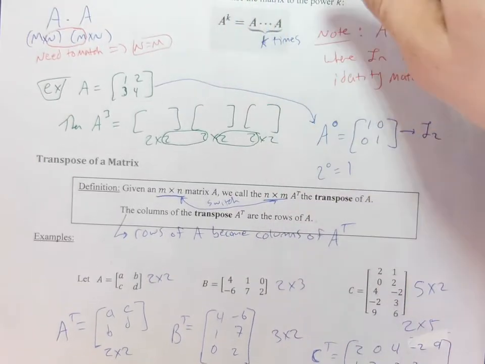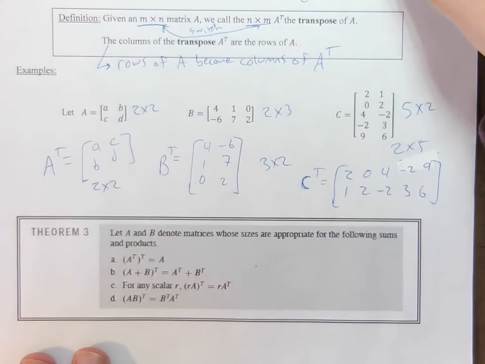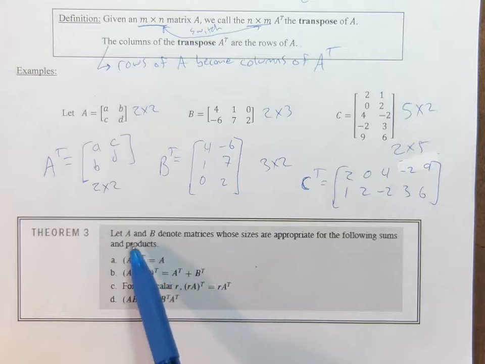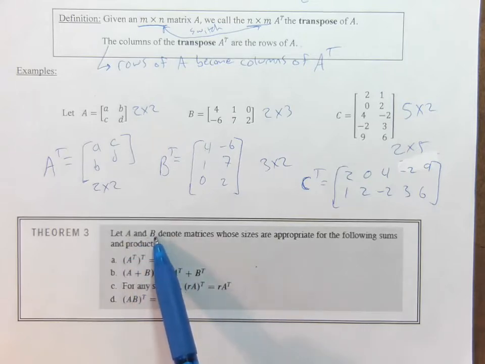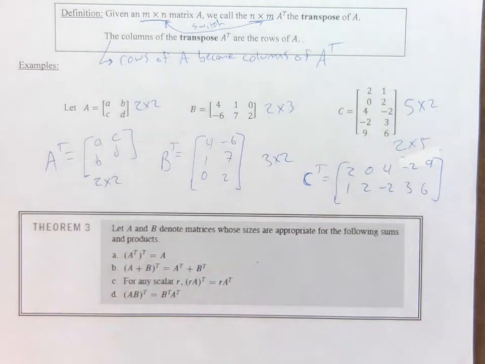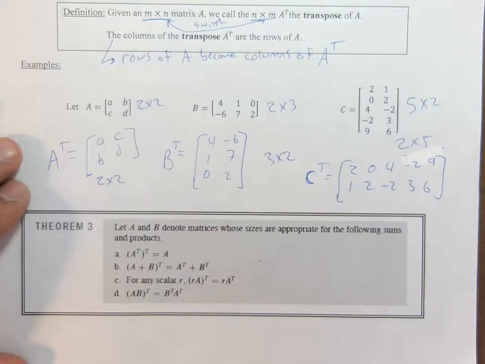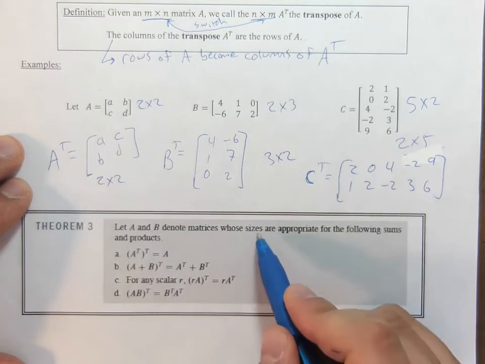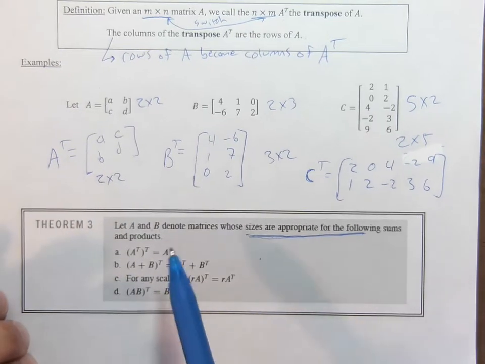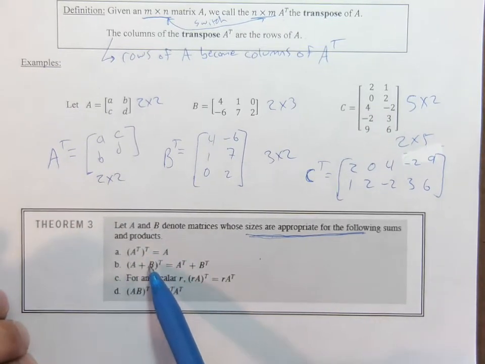So there are a couple of properties related to transposes listed down at the bottom here. The thing I'd like to just note, though, is in everything here, A and B are matrices because we know they're matrices because they're capital, but it also says, let A and B be matrices whose sizes are appropriate for the following sums and products. So in other words, it's saying, assume that they're the same size in this one if we're adding them together. Assume that they have inner dimensions that match if we're able to do this multiplication.